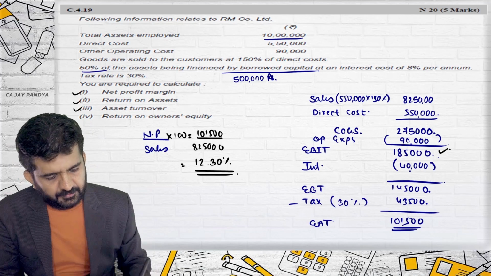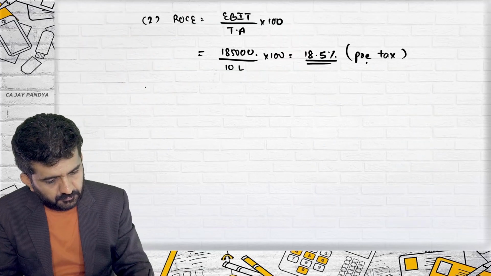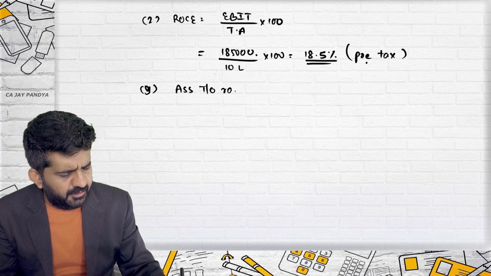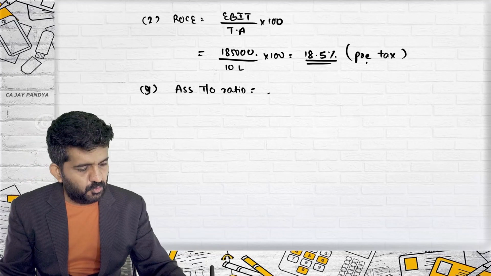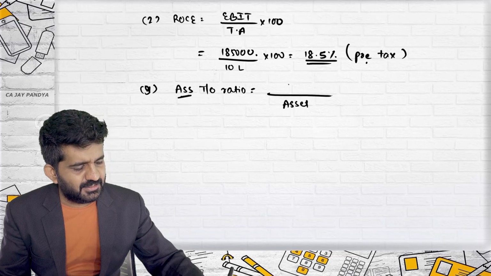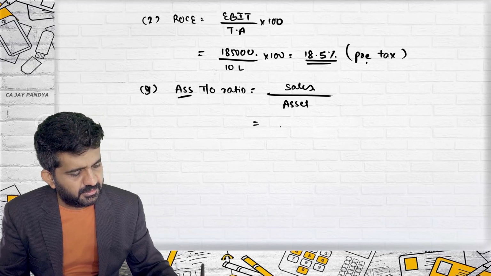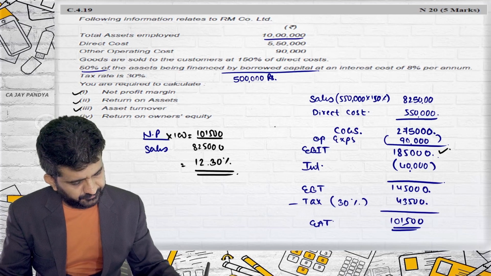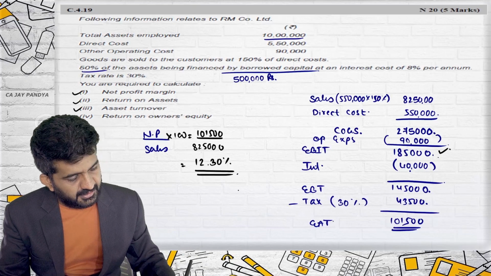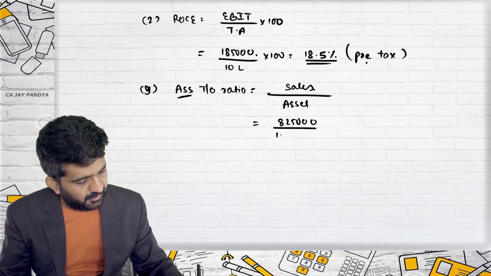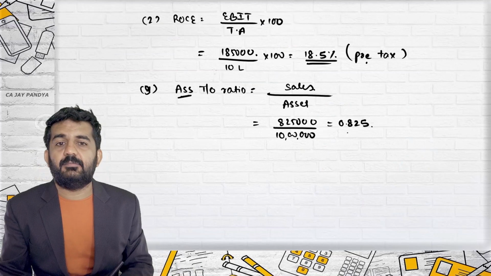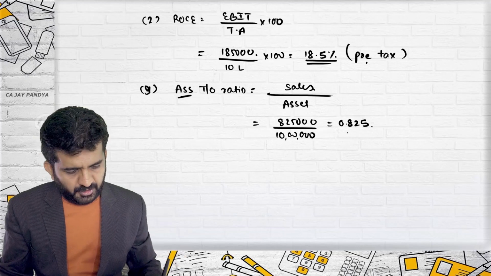Asset turnover. 3. Asset turnover. We always know how to draft turnover ratios. In the denominator, this will come total assets. Turnover will be sales. Sales is 8,25,000. Assets are 10 lakhs. It is 0.82 times. This is nothing but asset turnover ratio.